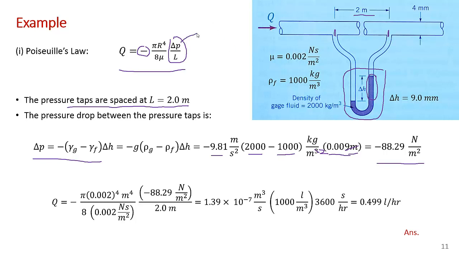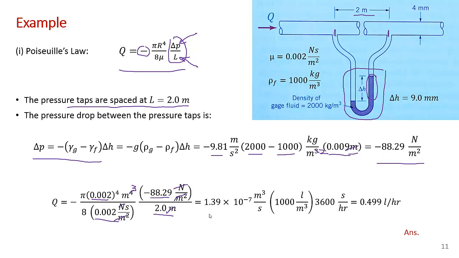Now we can make the substitution here. We have the pressure difference, which is negative, and we have the length, 2 meters. So we can make the substitution minus pi. The radius of the tube is, well, the diameter is 4 millimeters, so the radius is 2 millimeters. The pressure drop is that 88.29 newtons per square meter, 8 times the dynamic viscosity, and then we have the length of the pipe, 2 meters. And you can check the units here. Newtons goes with newtons. And this meter squared is going to go with that meter squared, and that meter is going to make that a cube.